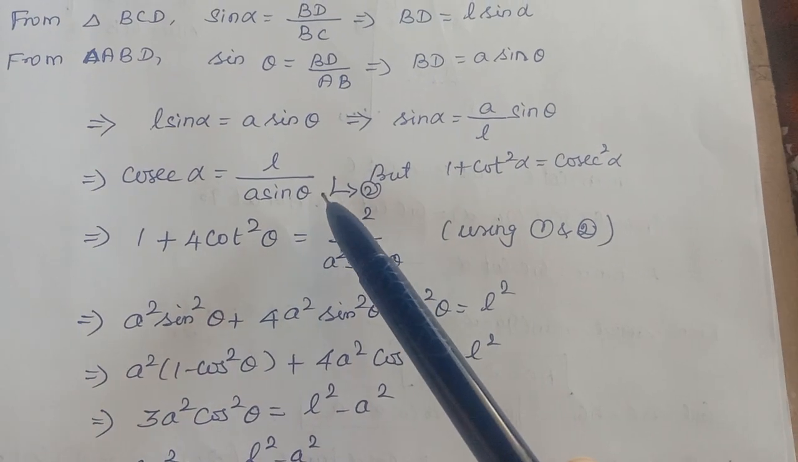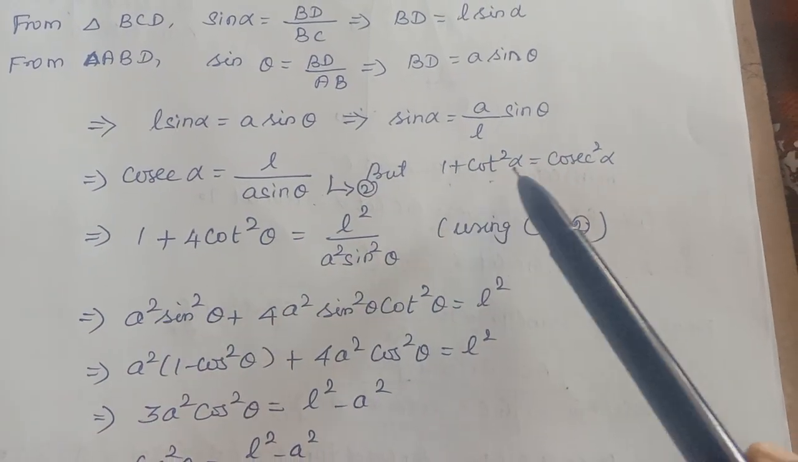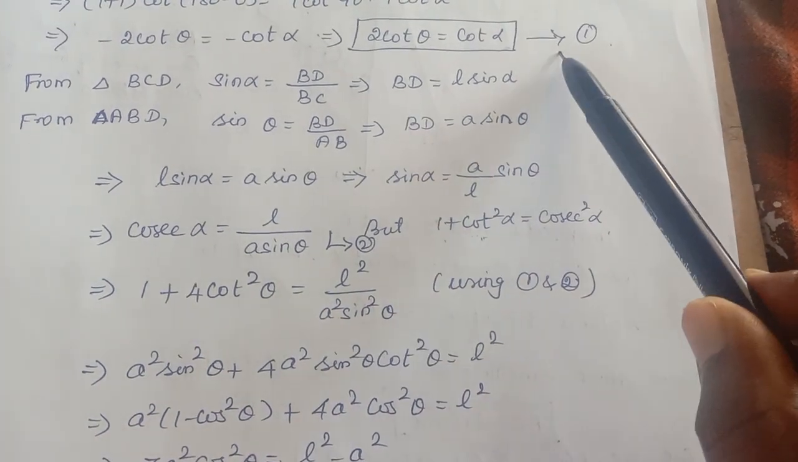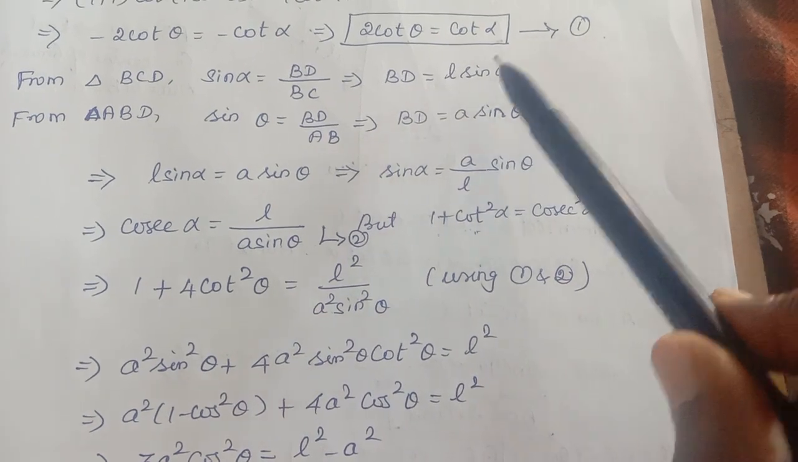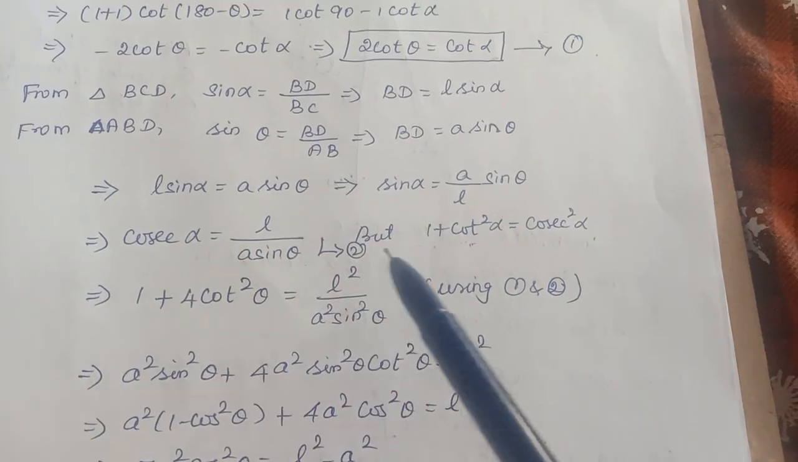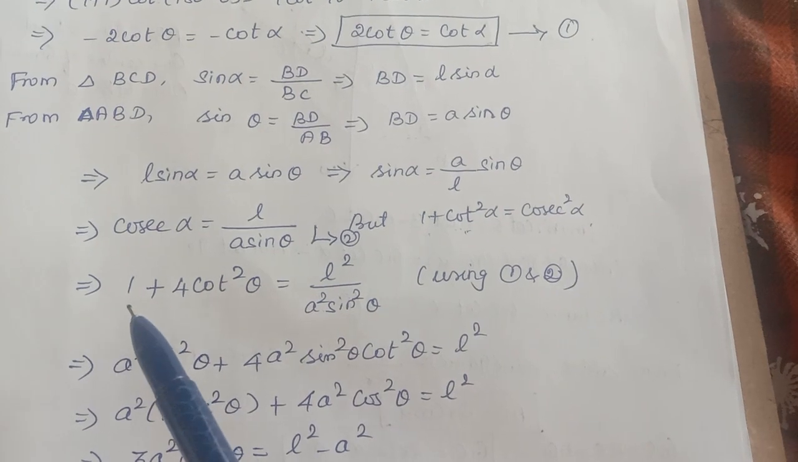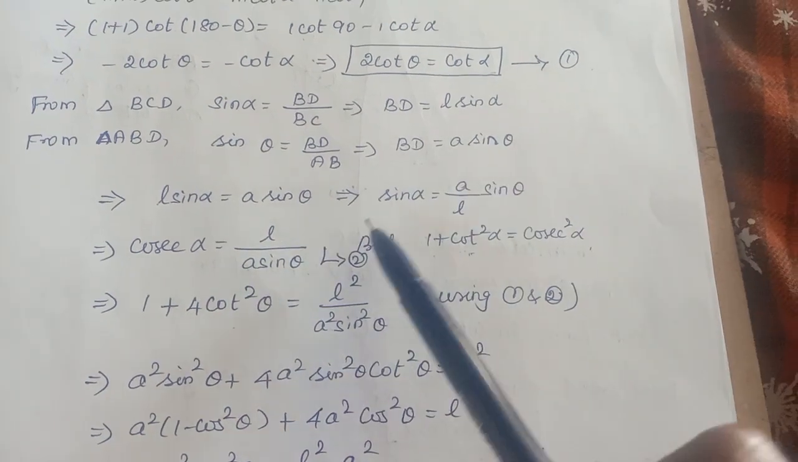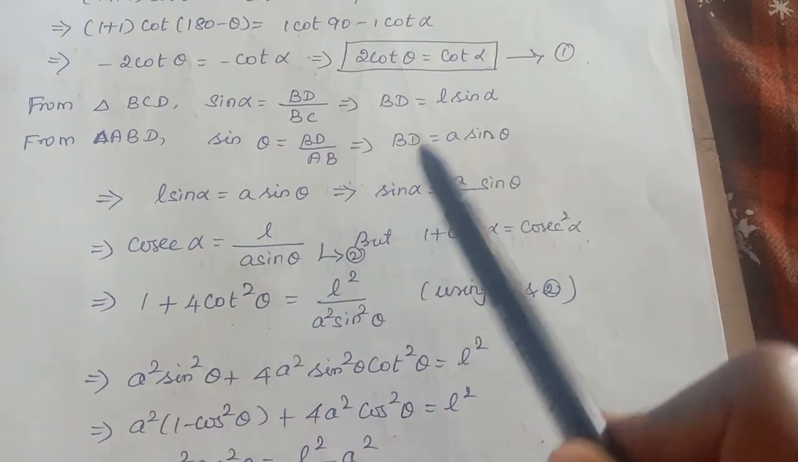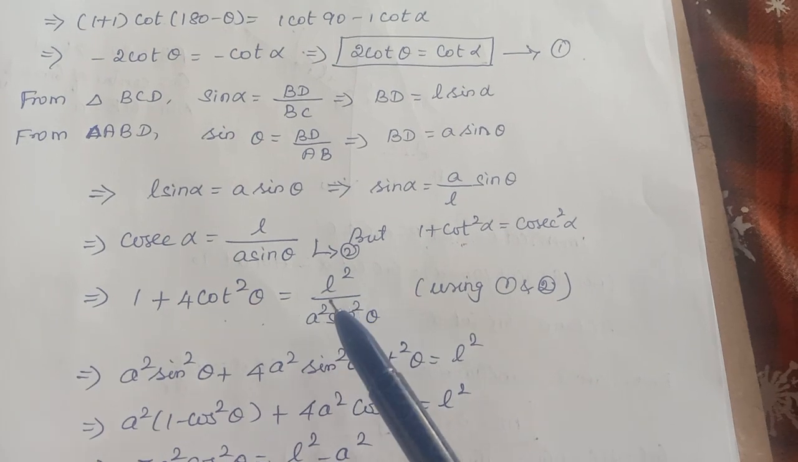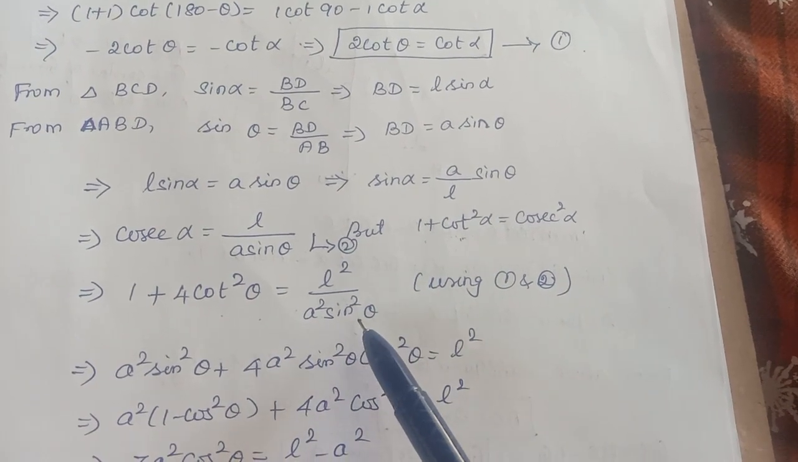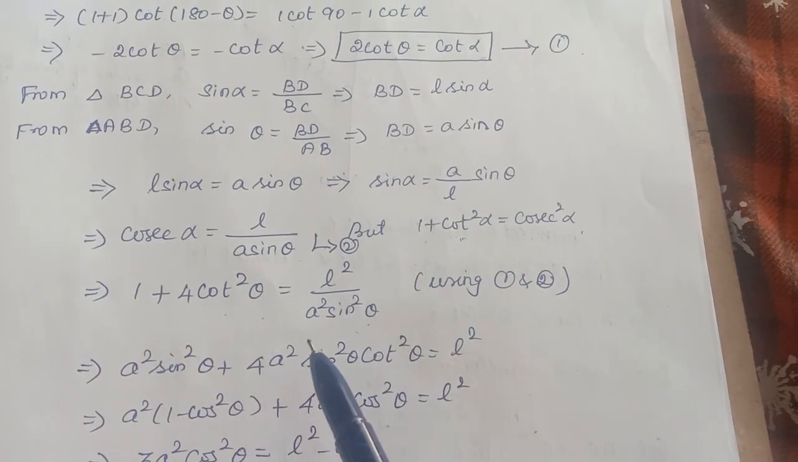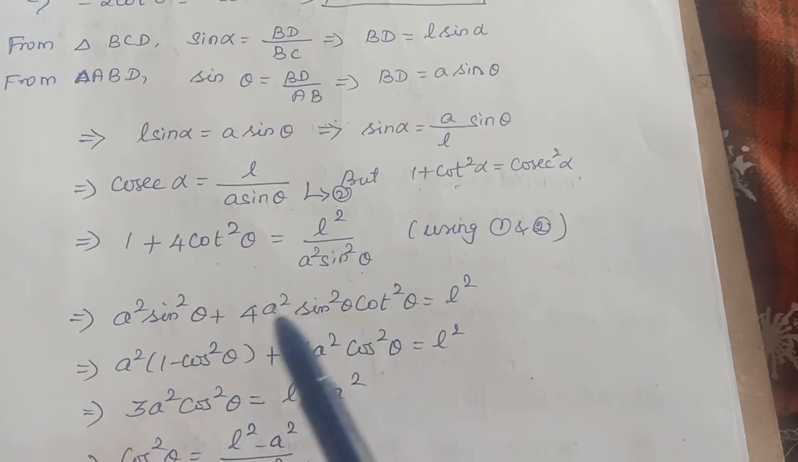But what is the standard result we know? 1 plus cot square alpha equal to cosecant square alpha, no? So in this one, let us substitute. In one we know what is cot alpha, and here we know what is cosecant alpha. So substitute the results. So what we have, 1 plus, instead of cot alpha, what I am substituting? 2 cot theta. Using 1 and 2, in this result I am applying. So cot square alpha equal to 4 cot square theta, and cosecant square alpha equal to L square by A square sin square theta. Right, understand?